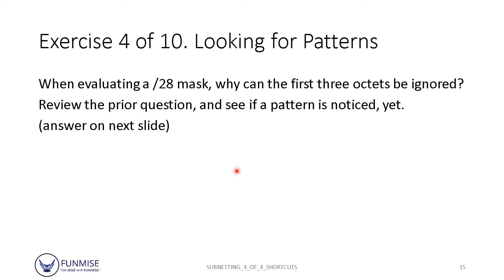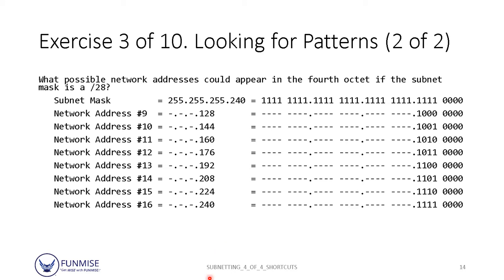Exercise 4 of 10, looking for patterns still. Because if we can't spot these patterns, we won't be able to take advantage of these shortcuts. Now, when evaluating a /28 mask, why can the first 3 octets be ignored? Please note they were ignored. Review the prior question and see if a pattern is noticed yet. So we'll look at the prior question right quick. Do you see any sort of pattern here among these numbers? Do you see any pattern at all?